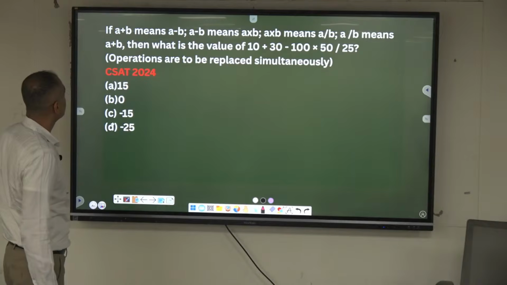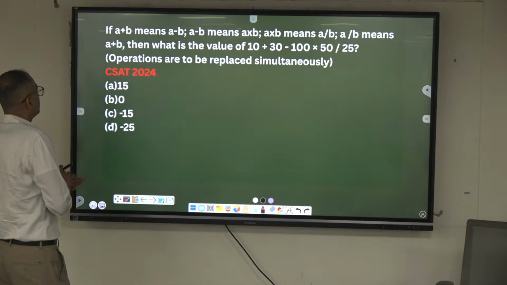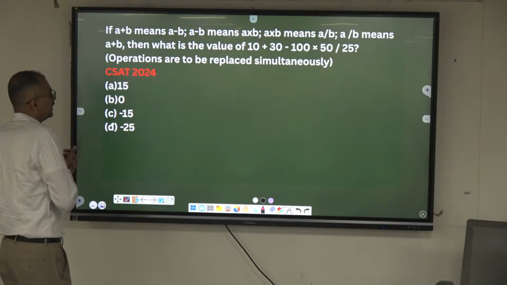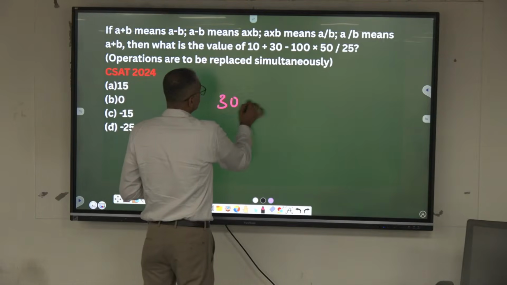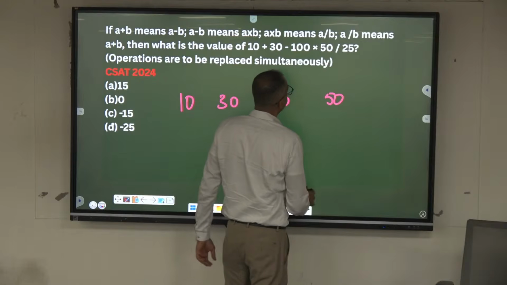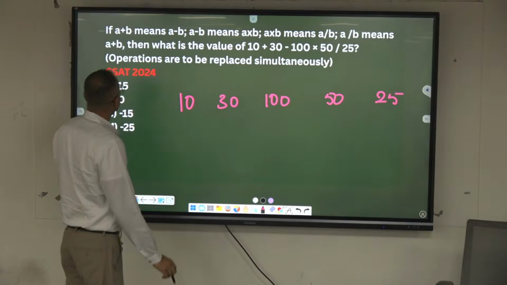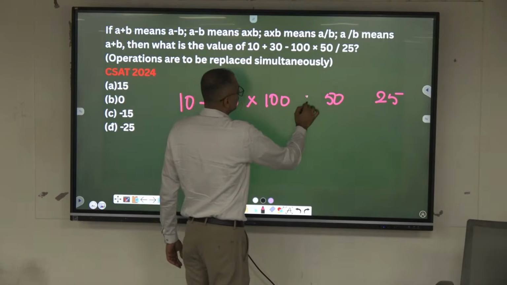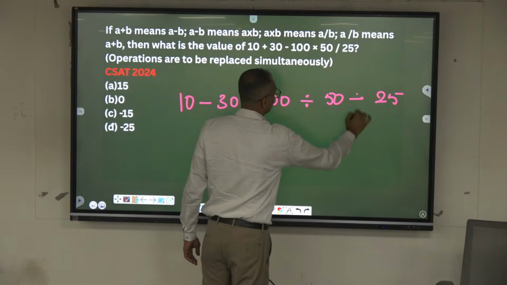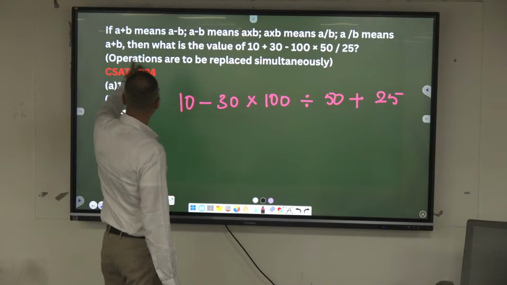If a plus b means a minus b, a into b means a by b, a by b means a plus b, then what is the value of 10 plus 30 minus 100 divided by 2, 25? Give me the sign. What do you mean by plus? Minus. What do you mean by minus? Into. What do you mean by into? Divide by. What do you mean by divide by? Plus. A by b means a plus b.